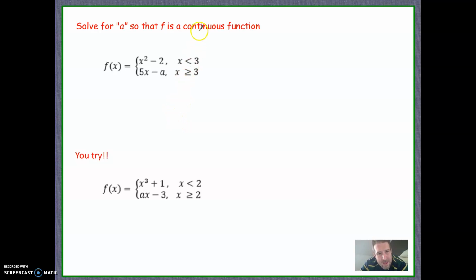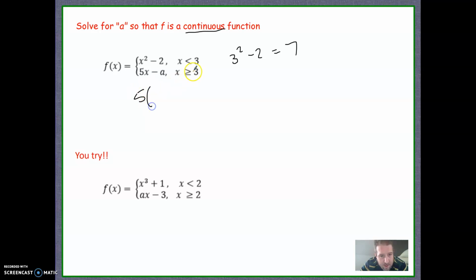So the key here is the fact that they're telling you it's continuous. Since they're telling you it's continuous, then you know that this piece is going to end in the same place, at the same height, if you want to be specific, as this piece begins. So the key here is to find out where this piece has a height of, because this piece would have to have the same exact height. So 3 is x for both of them, so I'm going to put 3 in for x. So 3 squared minus 2, 3 squared is 9, minus 2 makes 7, which means we know that this one also has a height of 7.